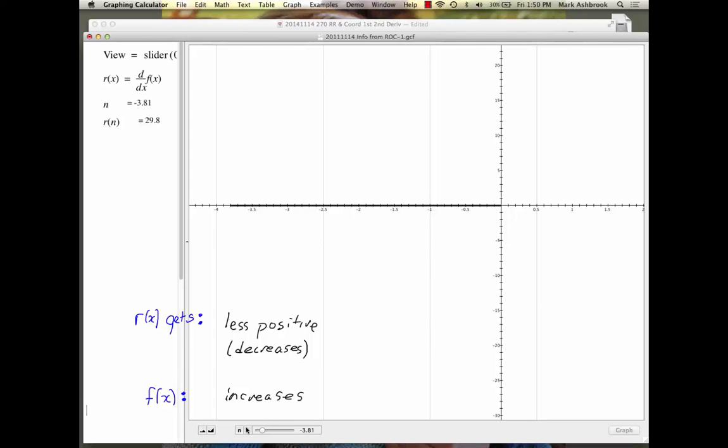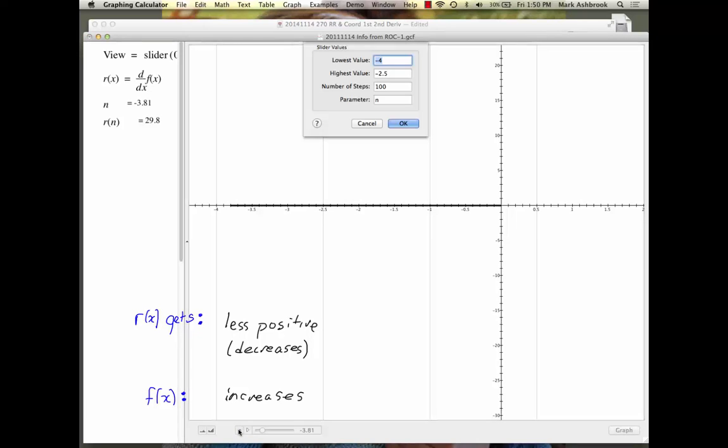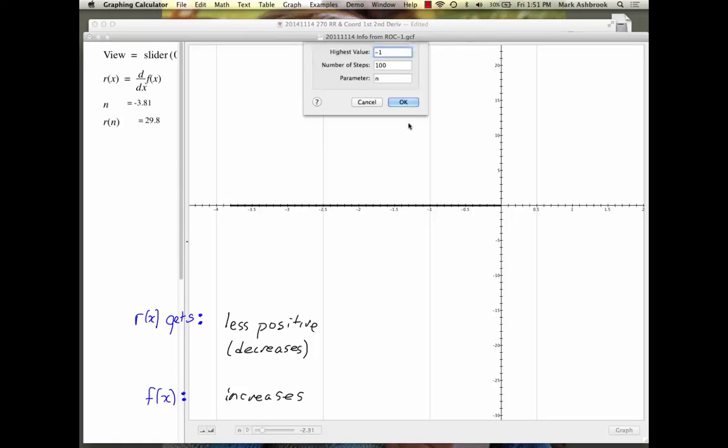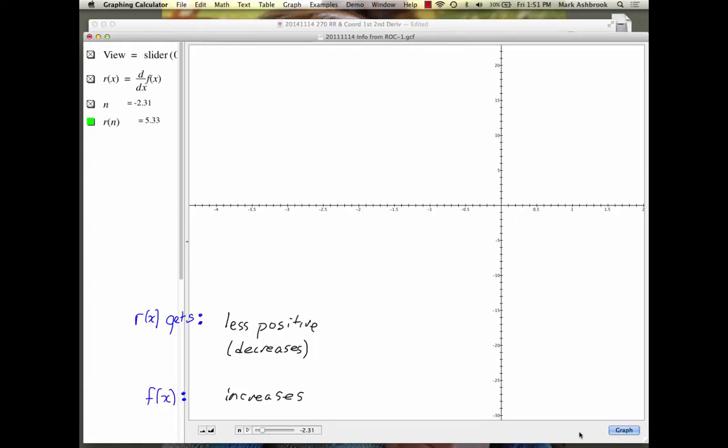Okay, so I'm going to turn on the next one. What is that? From negative 2.5 to negative 1. Here we go. Okay, go for it. So now we're in the next interval from negative 2.5 to negative 1. Observe the rate of change, and let's make some conclusions about what's going on in this interval.